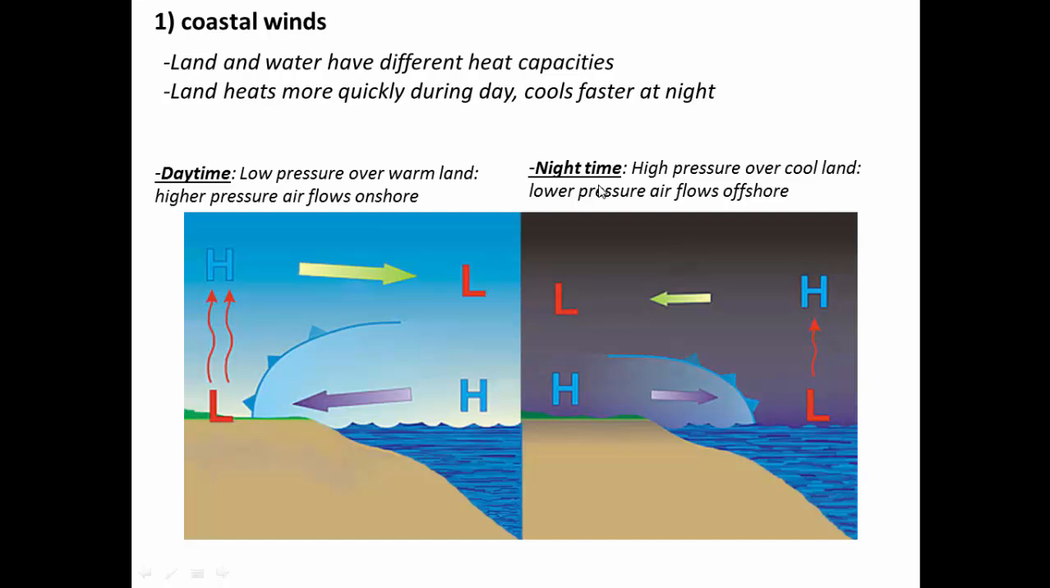Then at nighttime, it's the opposite. The land cools down really quickly, actually ends up getting a little colder than the ocean, so that air sinks as high pressure and then flows offshore towards the lower pressure air over the ocean. So at night we get an offshore breeze. Basically the pressure gradient is changing between day and night, and we're getting a breeze in opposite directions, but the important thing is that the wind is consistent. It's frequently blowing.